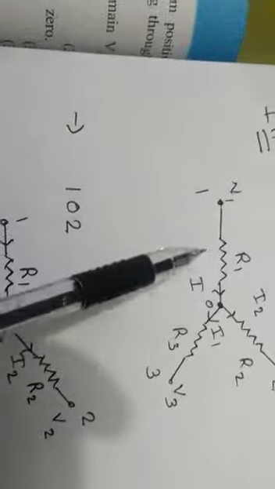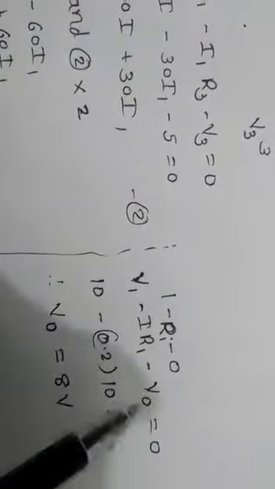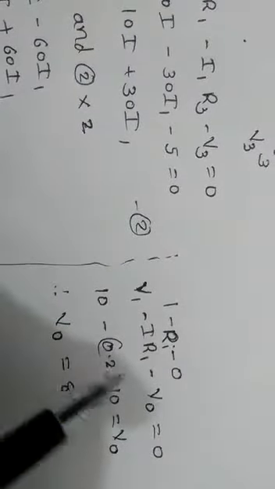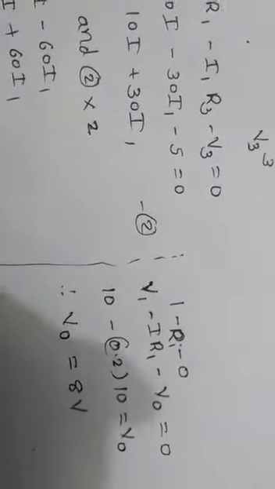Here we have to find out the value at point O, what is going to be the voltage, and that's why we are going to consider that loop, V1, R1 and O, and that's why we have V1 minus IR1 minus VO equal to 0. V1 is 10, I is 0.2, R1 is 10, that is equal to VO. That's why we can say that VO is equal to 8 volt.